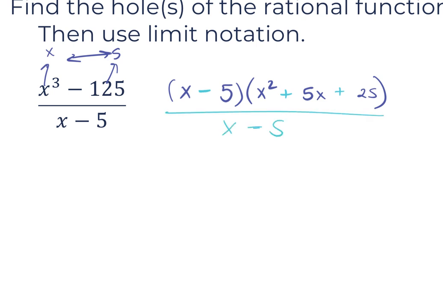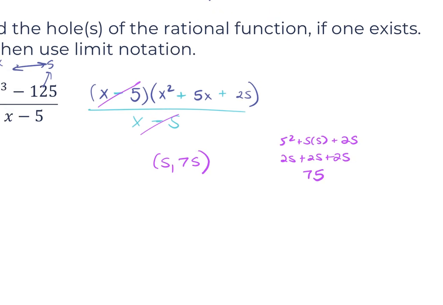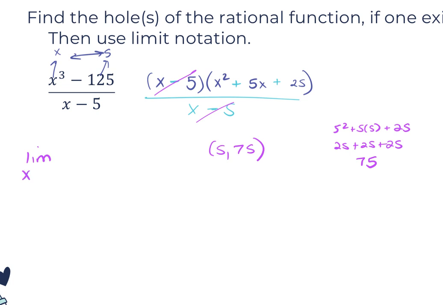So is there a hole? Yes. What's the x value of my hole? 5. Good. Now to find the y value, I have to plug it in. So 5 squared plus 5 times 5 plus 25, which is 75. So my limit notation: the limit of my graph as x approaches 5 from the left, and the limit of my graph as x approaches 5 from the right, f of x equals what? Good.